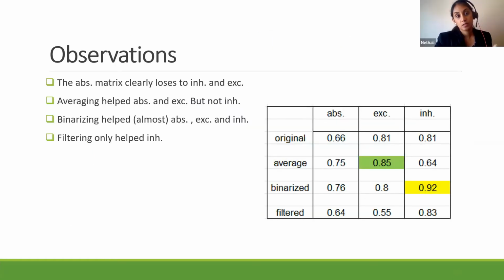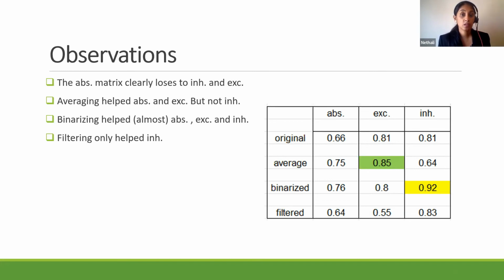So the same observations, if I rearrange them, the absolute, excitatory and inhibitory, looking at the original, when we take the average, when we binarize, and when we filter. So what we're trying to think is, okay, we have these matrices, but how should we pre-process these matrices in the future to get the maximum out of it, right?